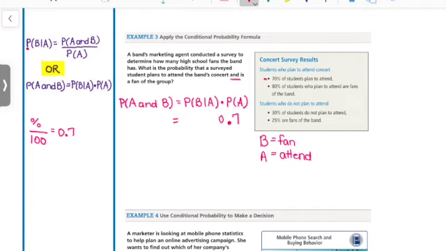We also want to know the probability of the fan given that they attended. You have 80% of students who plan to attend and they are fans of the band. So that is your given. We need to multiply those together. Again, 80 divided by 100 is 0.8. If I multiply those together, I get 0.56. If I want that as a percentage, I get 56%.